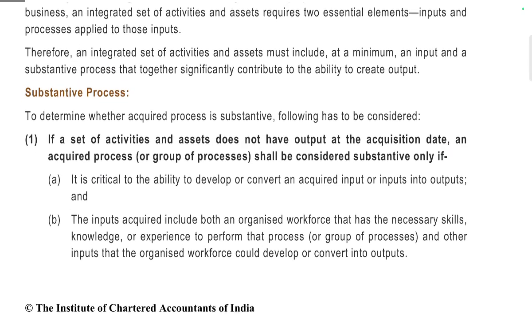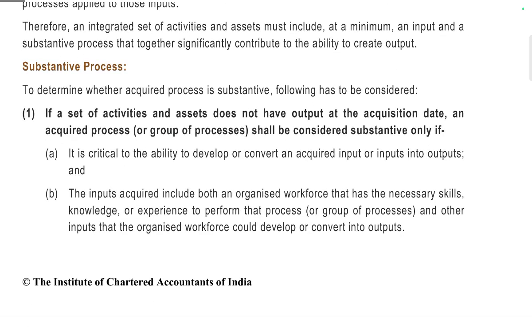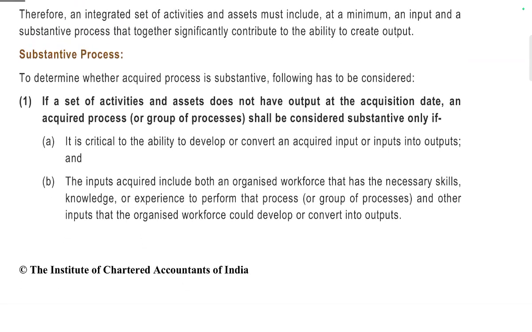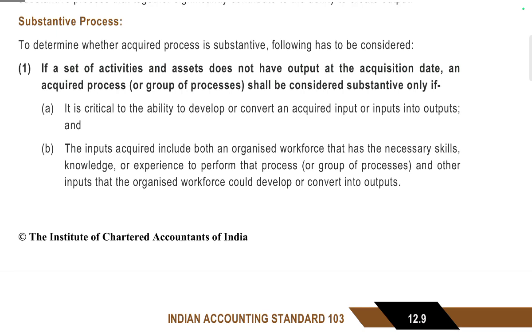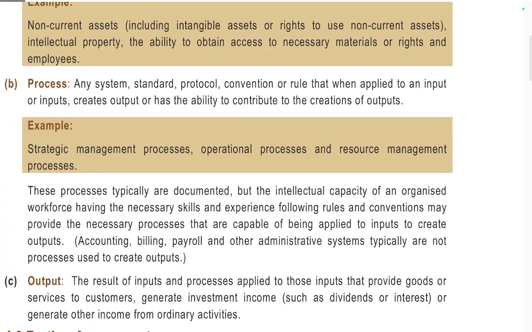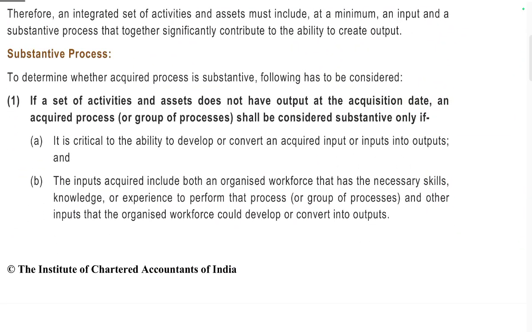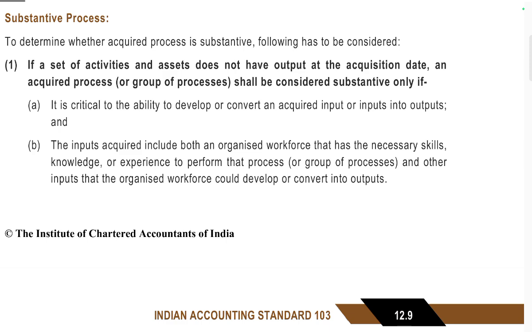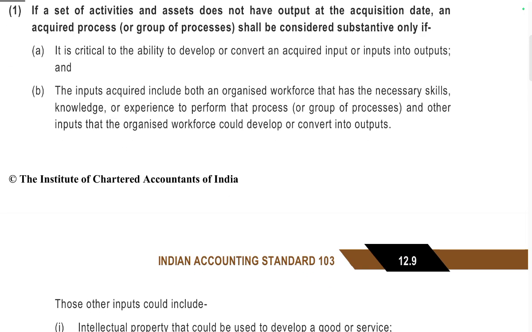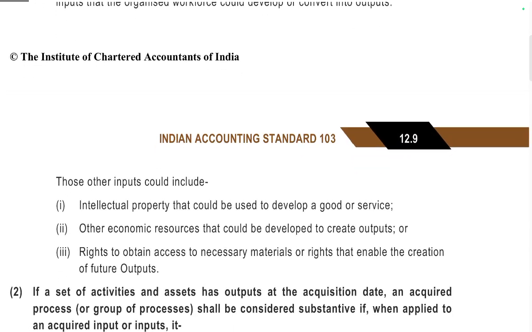There must be an integrated set of activities and assets which include, at a minimum, an input and a substantial process that together significantly contribute to the ability to create output. In determining whether an acquired process is substantial, consider the following: a set of activities that as such does not have output when acquired is not a business. It is crucial to have the ability to develop, convert, and acquire inputs into output. If the inputs acquired include an organized workforce that has the necessary skills, knowledge, and experience to perform the processes, and the inputs that this organized workforce develops and converts into output.